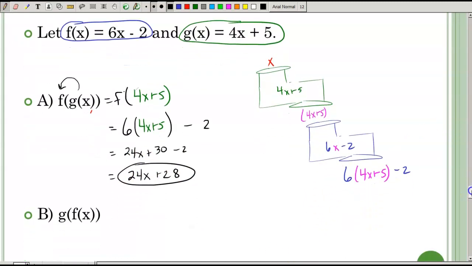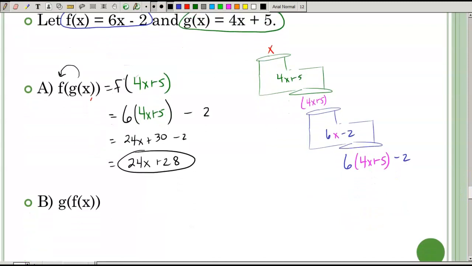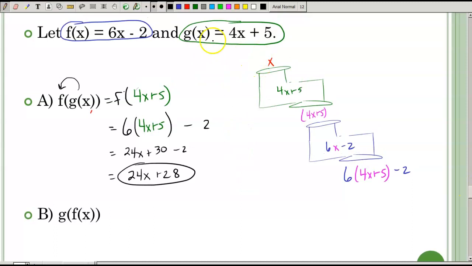All right, g of f of x. If you want to pause the video, go ahead and try it this way. All right, so what's g of f of x? Same thing, I'm just going to do it the other way. I'm going to start with f of x, and I'm going to plug it into g of x. So I'm going to write this as g of, I'm going to look up in my chart here, what is f of x? f of x is 6x minus 2, so instead of g of x, it's g of 6x minus 2. So I'm going to look at my g of x, and my g of x is 4x plus 5.